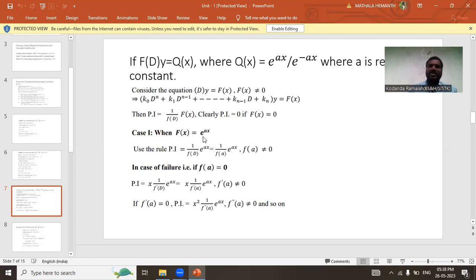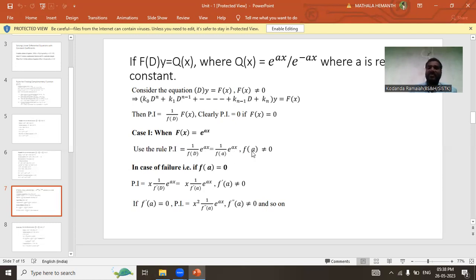So the RHS term equals e power ax. How to find the particular integral? The particular integral equals 1 by f of D into e power ax. We replace D with a in the denominator, in the case f of a not equal to 0. At that time, we substitute directly and simplify to get the particular integral.